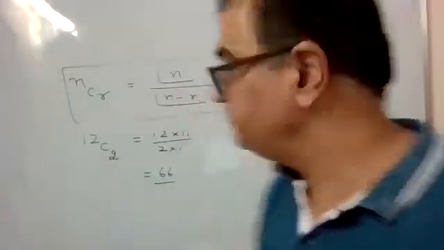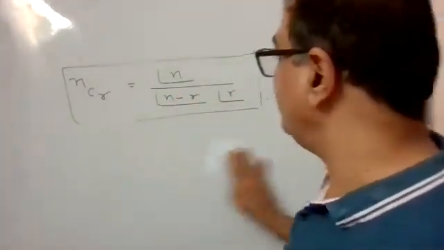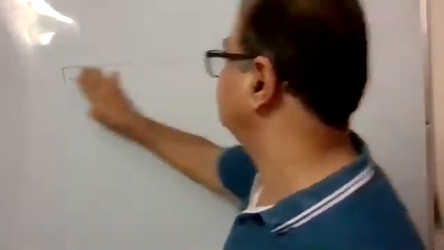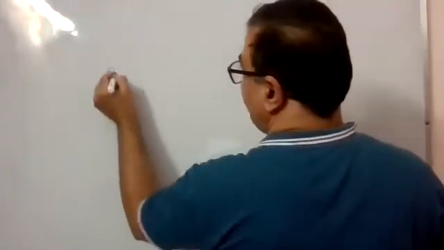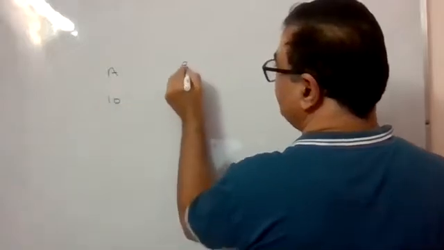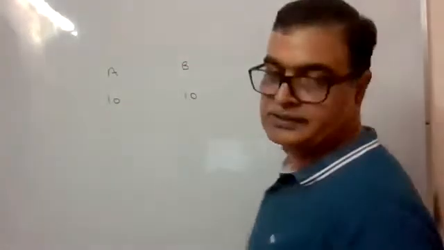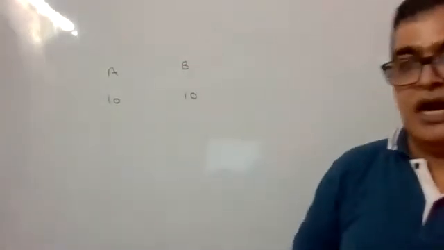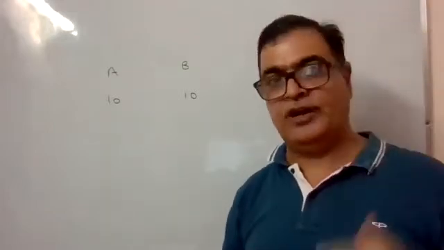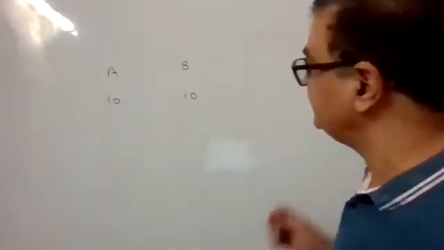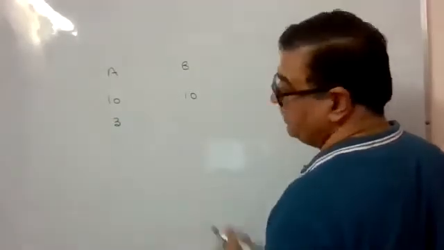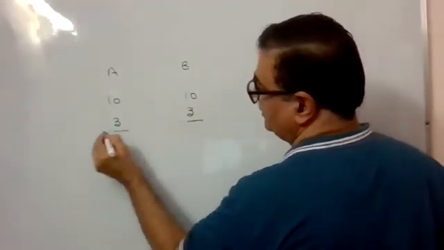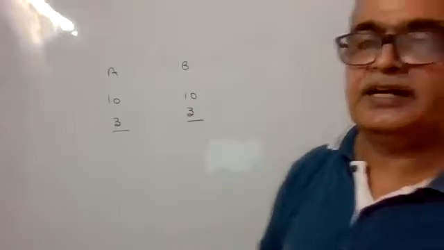Next question, please. A question paper has 2 parts. Part A has 10 questions and part B also has 10 questions. And a person, when he is attempting, has a choice. He can attempt 3 questions from here and 3 questions from here. How many ways can he attempt the paper?